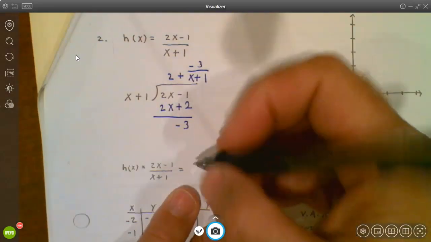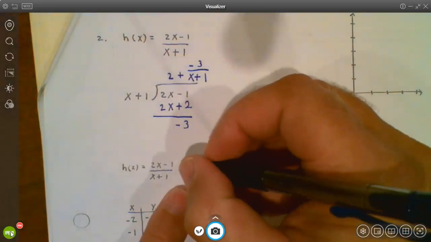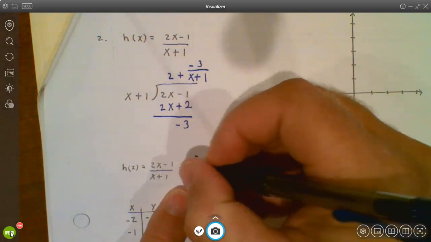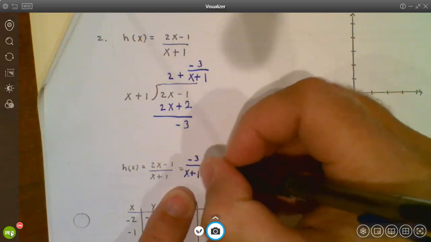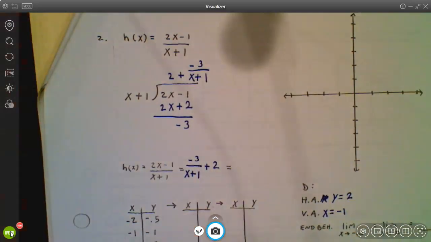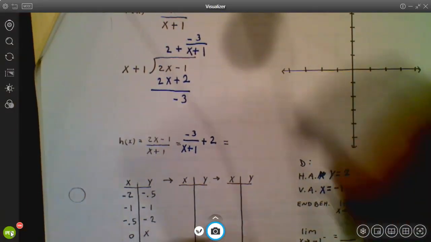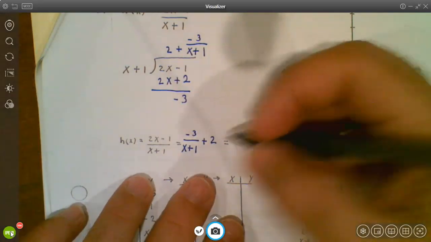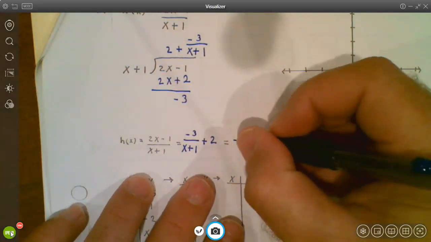So I'm going to write, first of all, just my answer from long division. I always like my vertical shift at the end. So let's put that in terms of f of x, and as far as our f of x represents the parent function, right? So what's being done to it? It's being multiplied by -3.